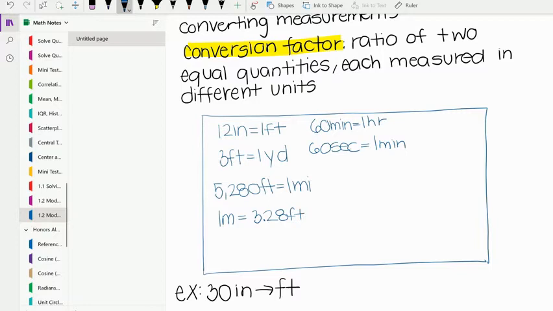And then you will also need to know how many seconds are in an hour. So if there's 60 seconds in 1 minute and 60 minutes in 1 hour, you just multiply 60 times 60. So there are 3,600 seconds in 1 hour. So we will be using that. And then 1 quart is equal to 2 pints. And 1 gallon is equal to 8 pints.